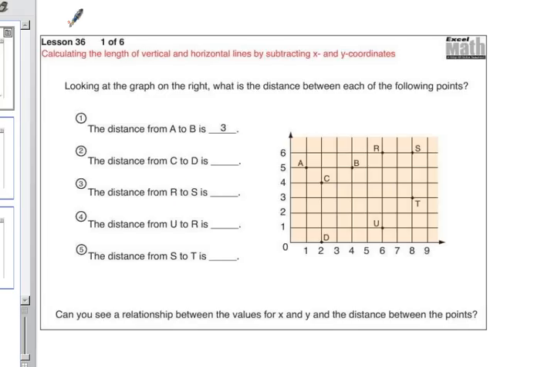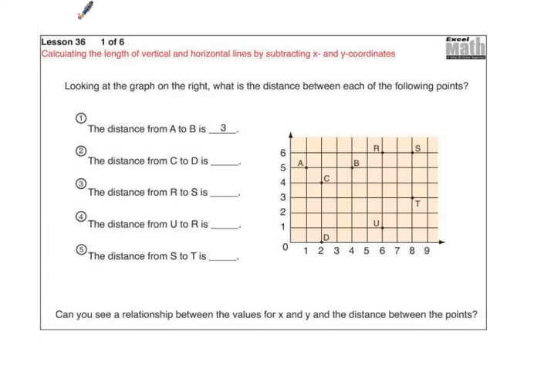All right, here we go with 6th grade Excel, lesson number 36. We're going to be calculating the length of vertical and horizontal lines by subtracting x and y coordinates. This looks pretty tricky at first, and I'm sure it's going to be brand new to most of you. You're going to see that it's actually super easy once we get to the end of the lesson, so just really watch closely and you'll get it.